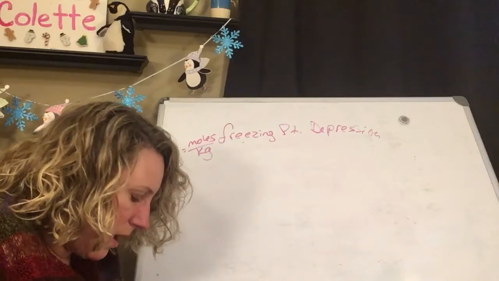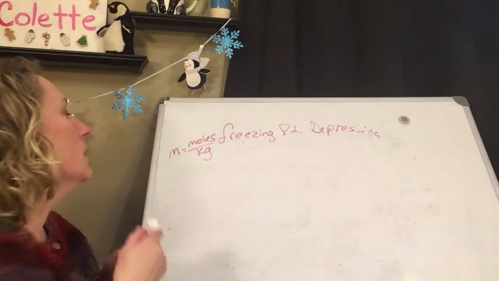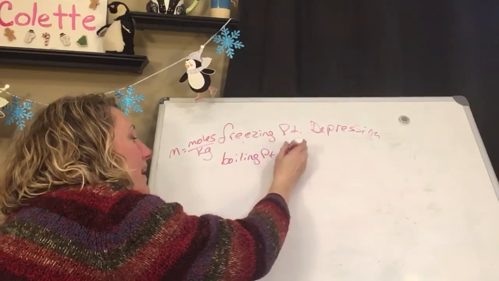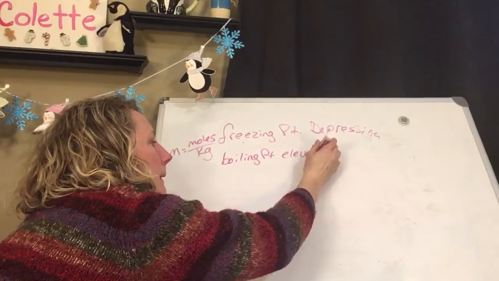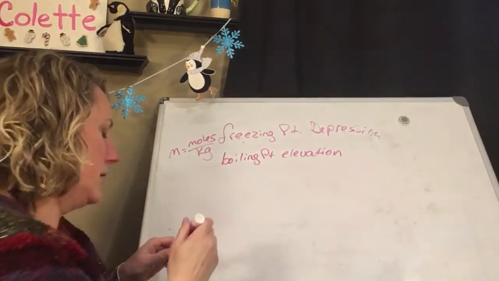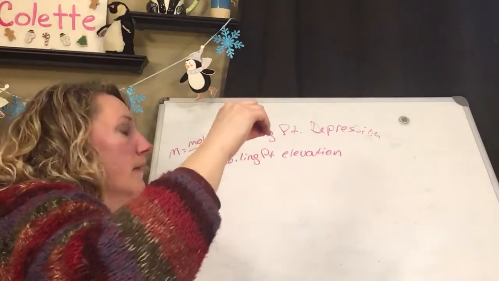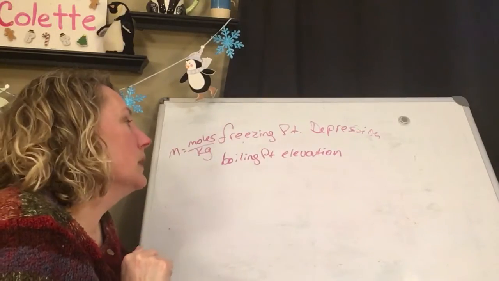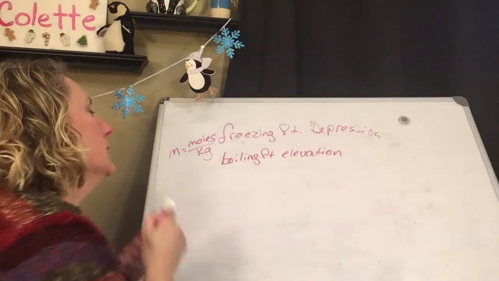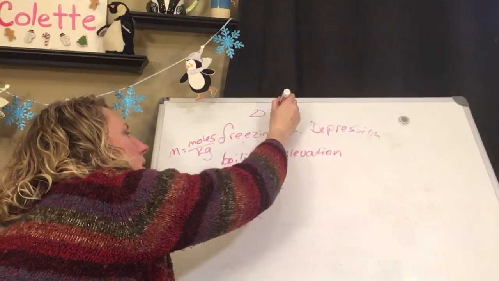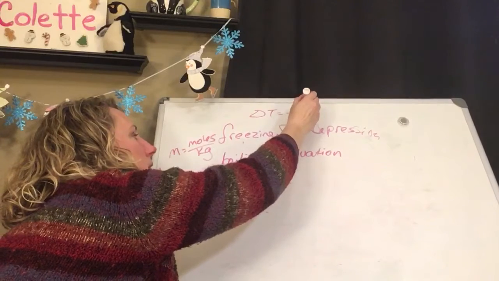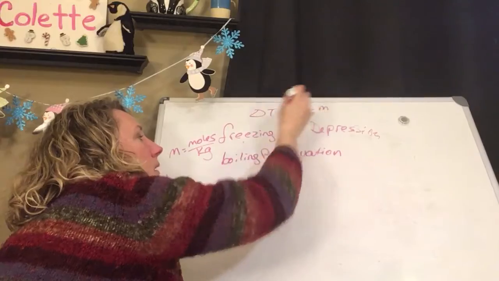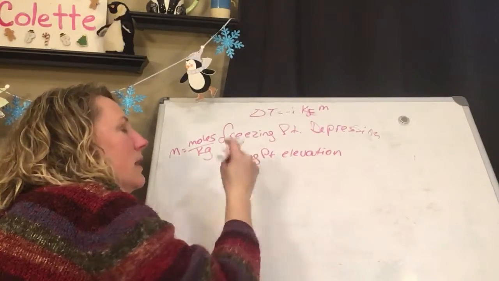If they are asking you what the boiling point elevation is, that means how much your solute is going to raise the boiling point. So freezing point depression is change in T equals minus i times the K sub F times your m.